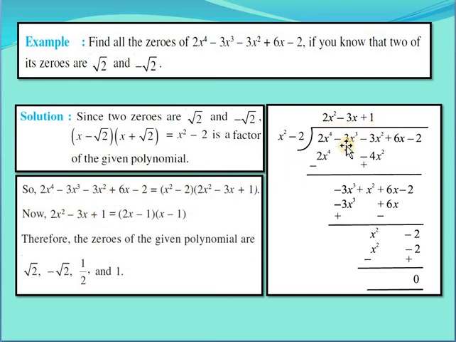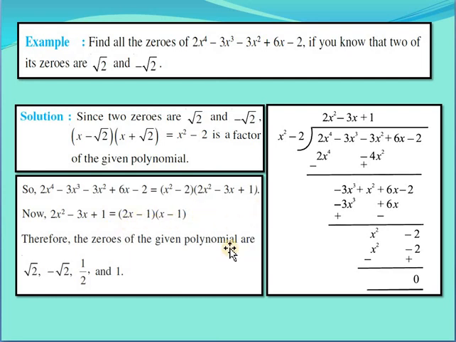So if you do like that, then what can you say? 2x to the power 4 minus 3x cube minus 3x square plus 6x minus 2 is equal to, this is the divisor and this is the quotient. Divisor into quotient, since remainder is 0. Now what you need to do? You have to just factorize this one. 2x square minus 3x plus 1. If you factorize, you will get 2x minus 1 into x minus 1.